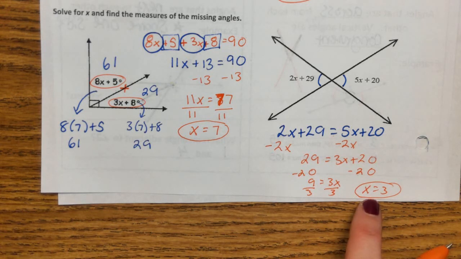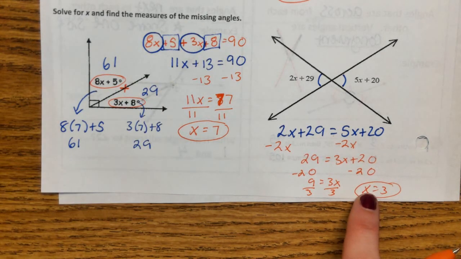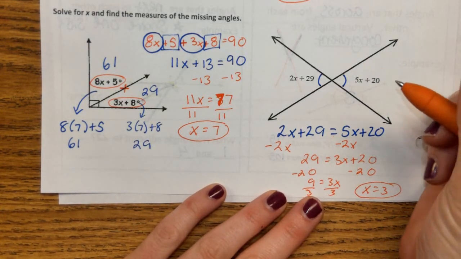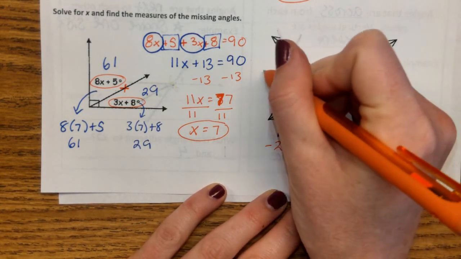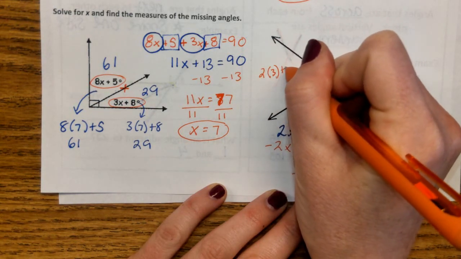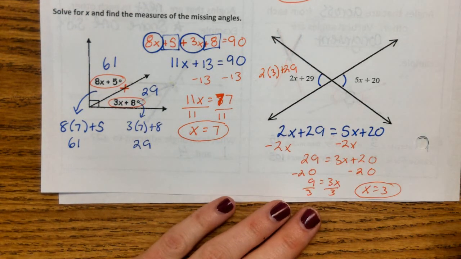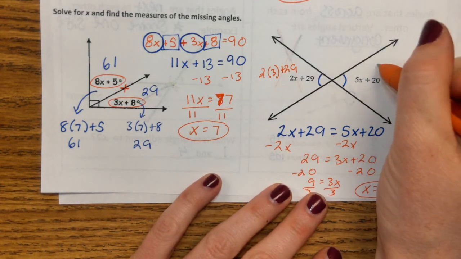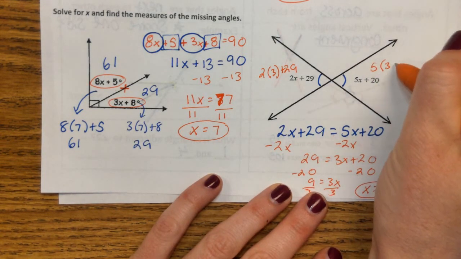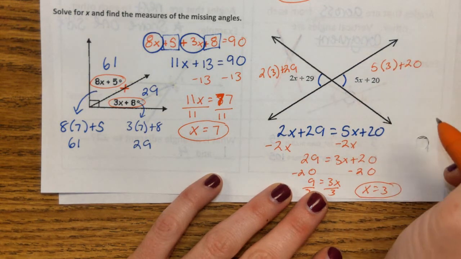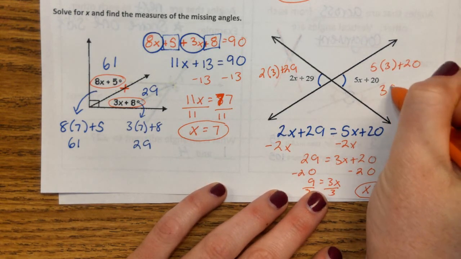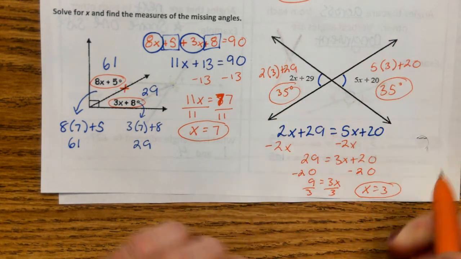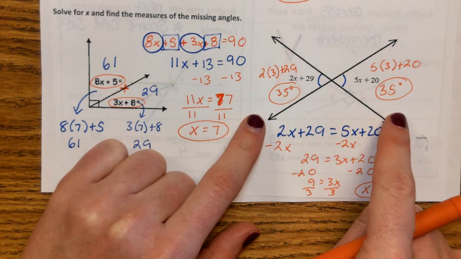That's what x is, but it says find the missing angles, not find out what x is. How do we find out what an angle measurement is if x is 3? You substitute 3 for x. 2 times 3 plus 29, or 5 times 3 plus 20. What do you get? 35 degrees. You should get 35 on both sides. If you don't, you did it wrong, because remember, vertical angles are congruent.